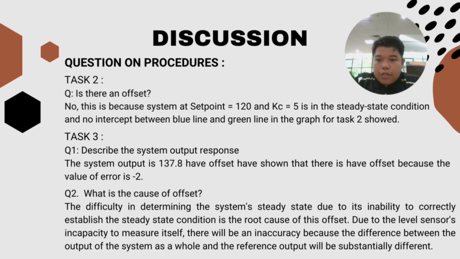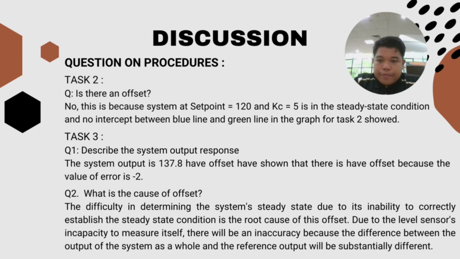Task 3. Question: describe the system output response. The system output is 137.8. There is an offset, because the value of error is -2.